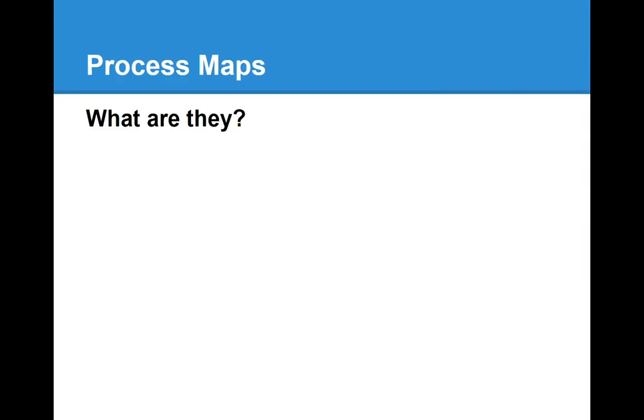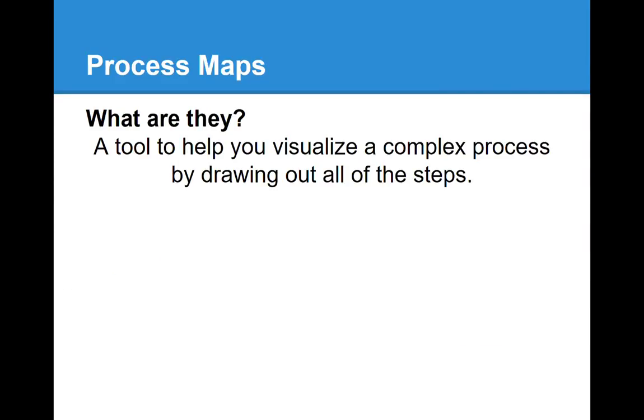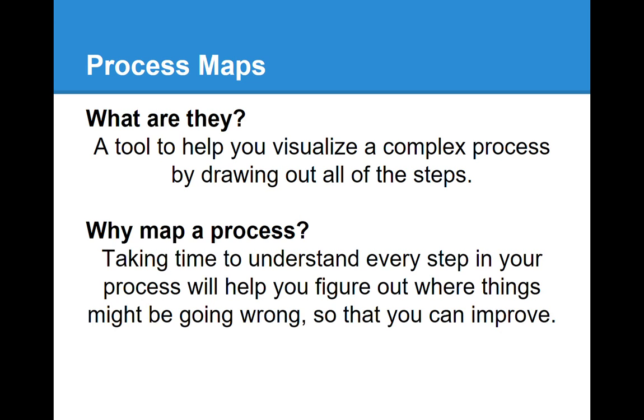What are process maps? They're simply a tool for helping you visualize a complex process by drawing out all of the steps. Why would you want to do that? When you're doing a quality improvement project, taking the time to understand every single step in your process will help you figure out where things might be going wrong so that you can improve them.